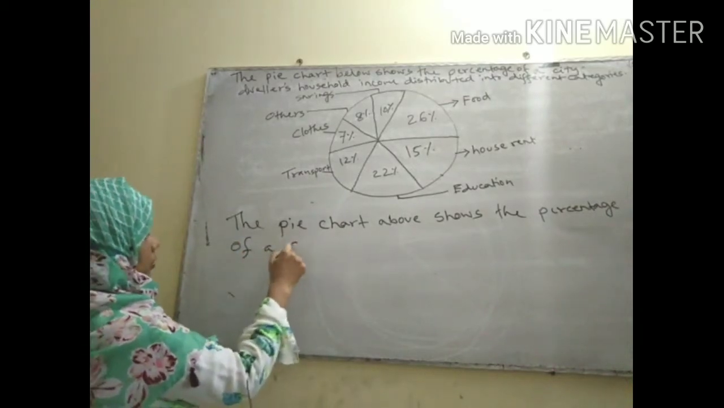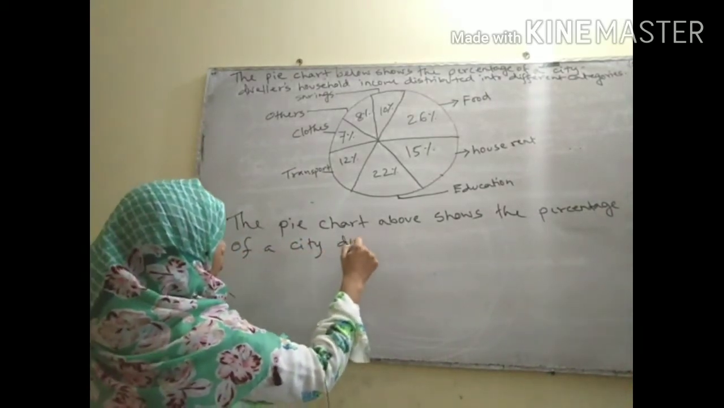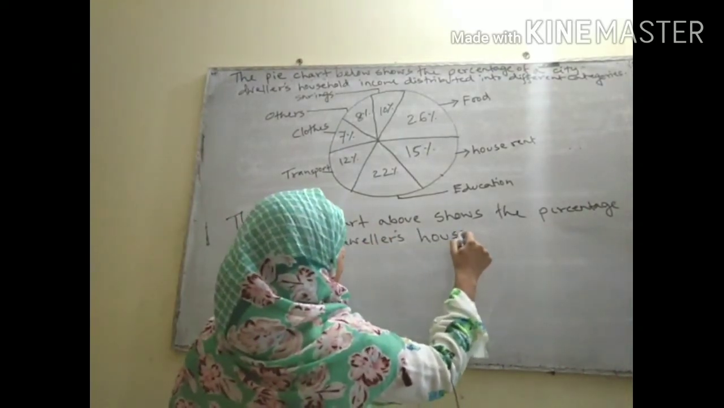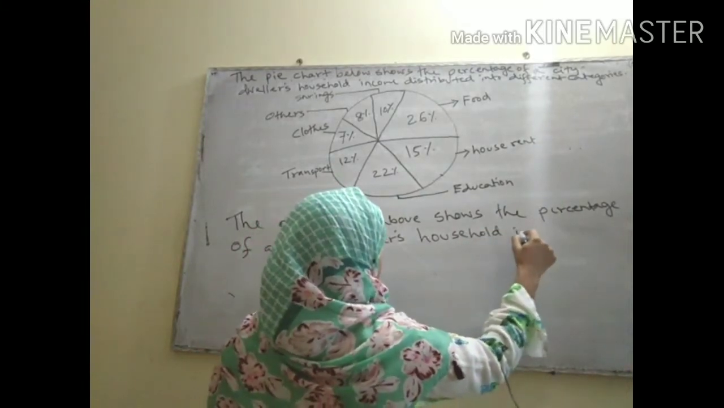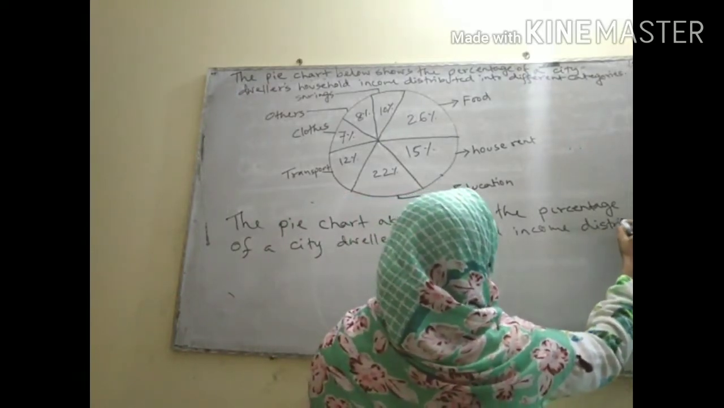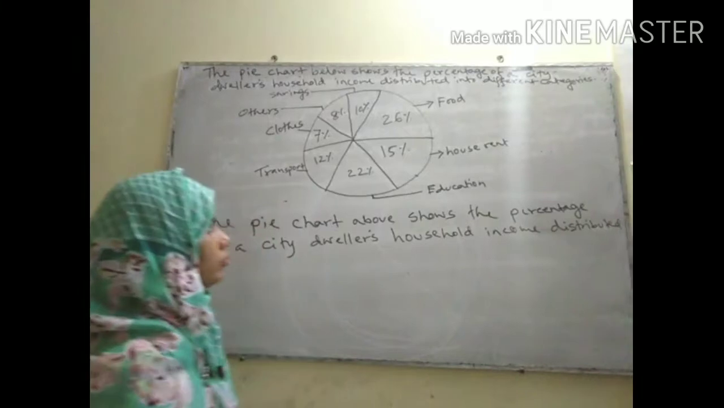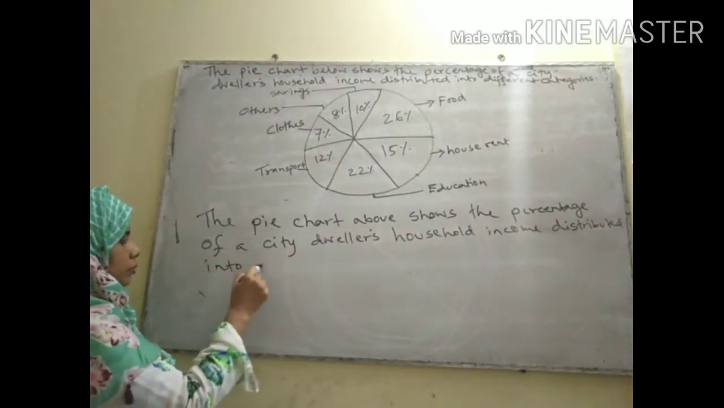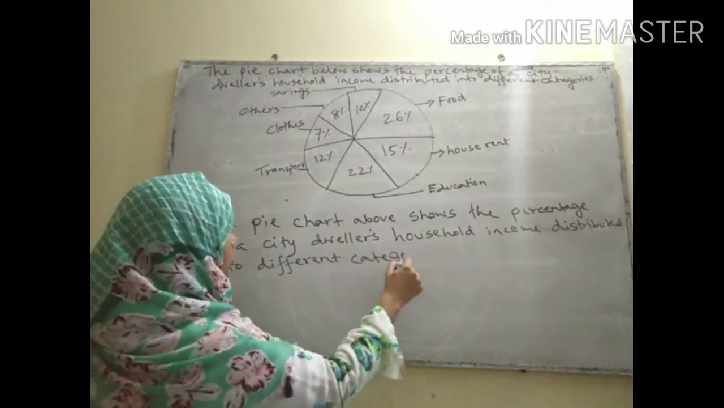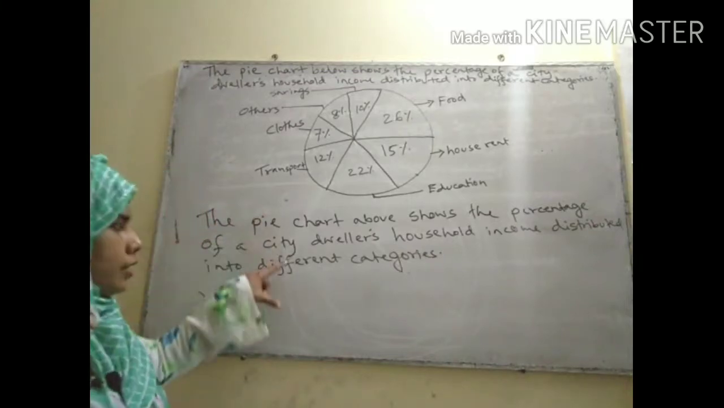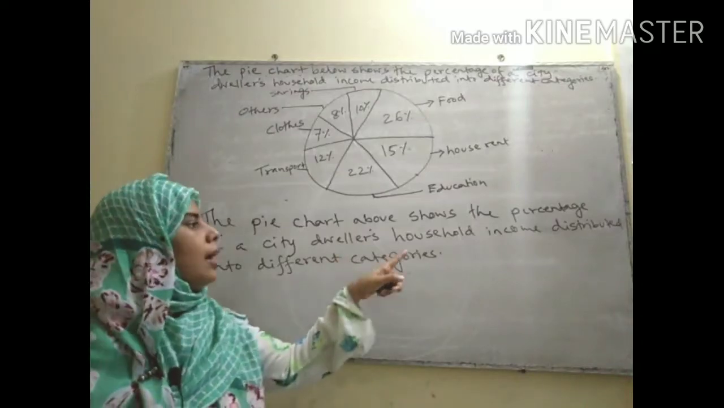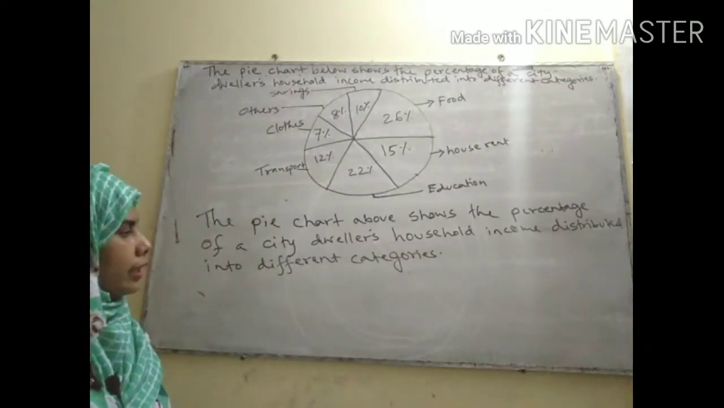of a city dweller's household income distributed into different categories. So this is your introduction. Okay, the pie chart above shows the percentage of a city dweller's household income distributed into different categories.